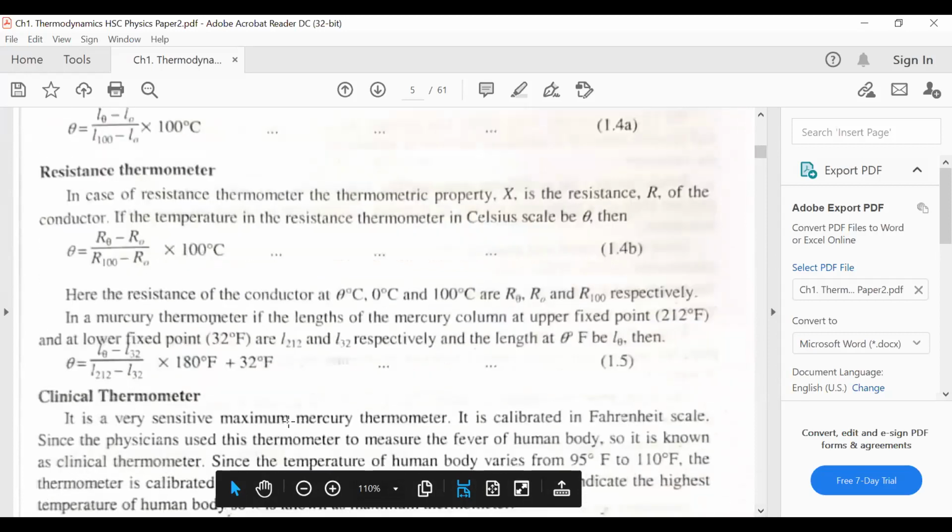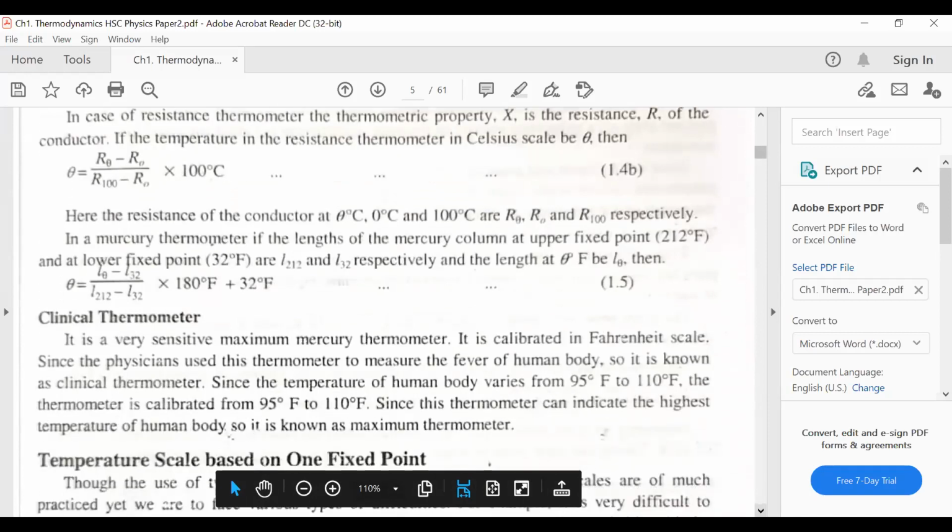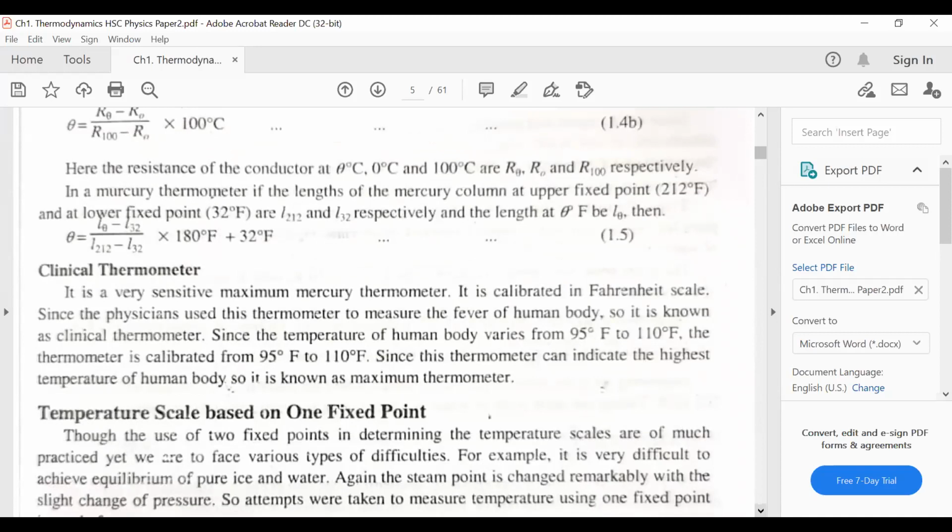So now let us consider the clinical thermometer. What is meant by a clinical thermometer? The thermometers which we use to check human temperature, to check whether there is fever or not. So in a clinical thermometer, can you measure 50 degrees Fahrenheit? Say yes or no. Can you measure 50 degrees Fahrenheit in a clinical thermometer?